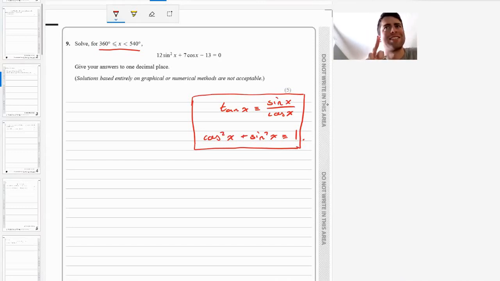Then it looks like a quadratic to me. So you're going to have to factorize the quadratic, get your solutions, and at the end, draw a graph to make sure that the solutions that you find are in the necessary range.